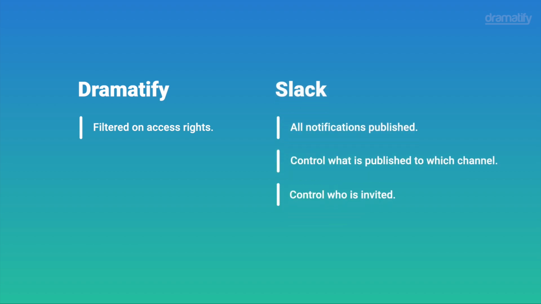A key difference between update notifications in Dramatify and Slack is that notifications in Dramatify are filtered based on user access rights. If a user does not have access to a specific feature section, they will not receive updates from it. In contrast, in Slack, all notifications are published in your channel. However, you can control in which channel notifications are published and who has access to it by creating private channels and invite key team members to each channel. Additionally, links back to Dramatify include access rights, ensuring that users can only see details they are permitted to view.